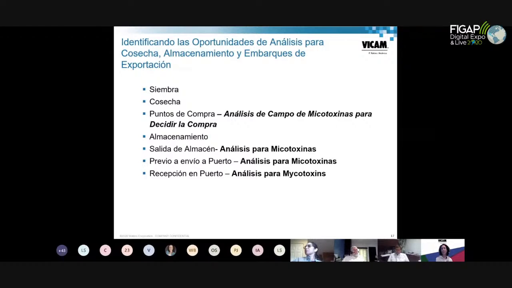And then again, if the product is being shipped, test it before export, and then the importing country will also test it upon arrival in the country.